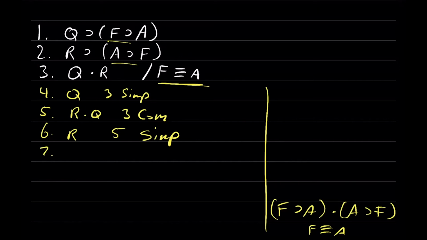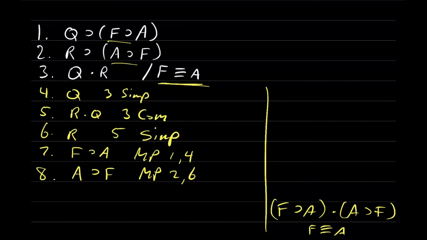Okay, once we have Q and R on their own lines in line 4 and 6, we can apply modus ponens steps together with lines 1 and 2. So from line 1 and line 4, we're going to do modus ponens and get F implies A. Modus ponens from line 1 and 4. And we're going to do the same thing with lines 2 and 6. That will give us A implies F. Modus ponens from line 2 and 6.